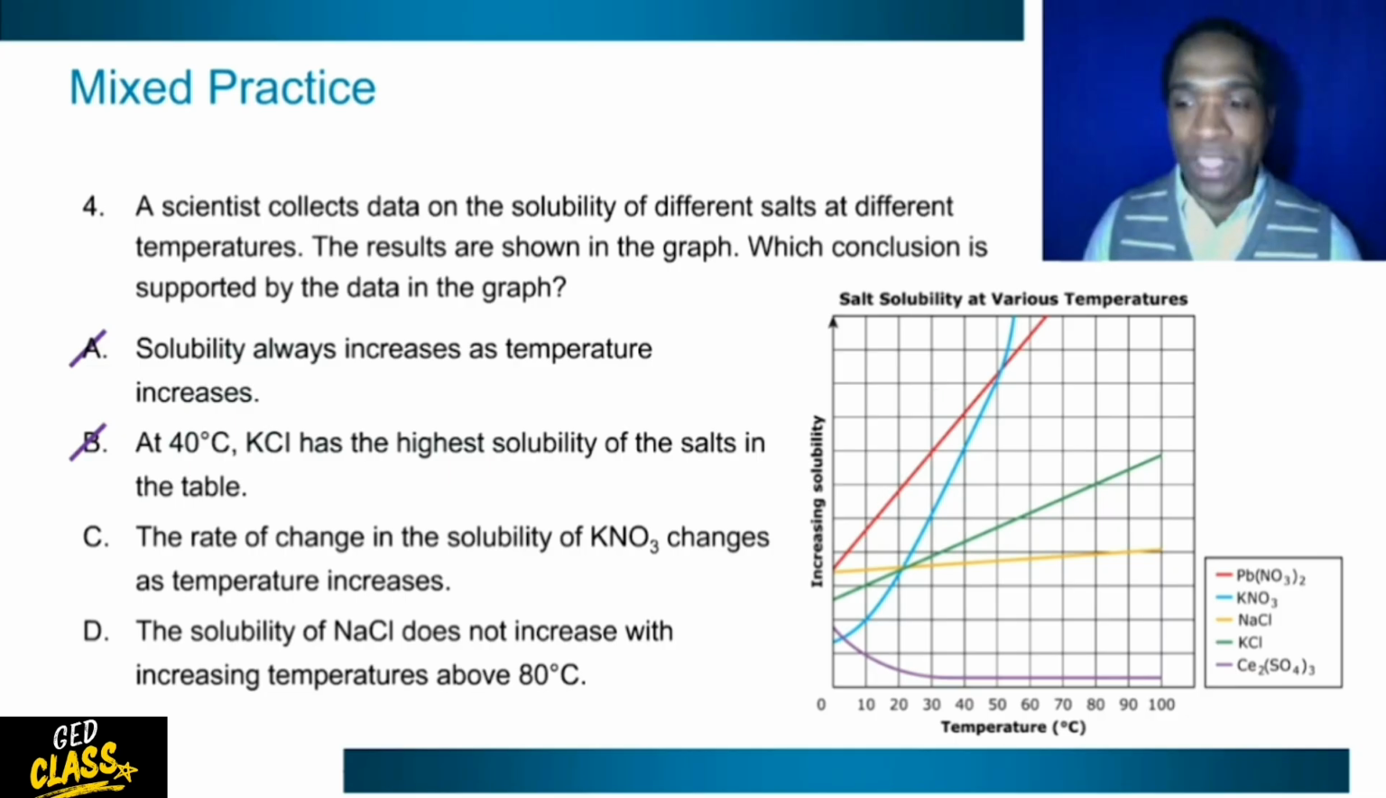And according to choice C, as the temperature increases, the rate of change in the solubility of the blue line should change, right? That's the KNO3 line. So, in other words, the speed of the change in the blue line, that solubility shouldn't stay the same as temperature increases. Well, what do you think about that? Is that true? Pause this video to check that out.